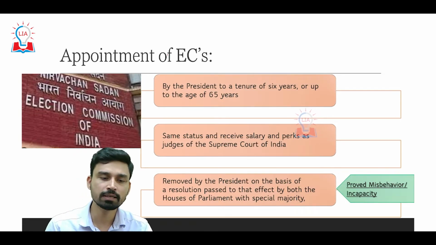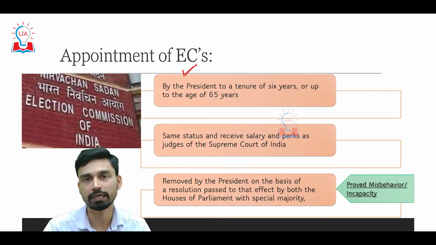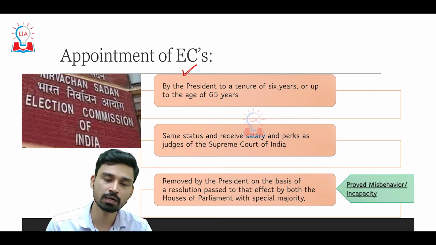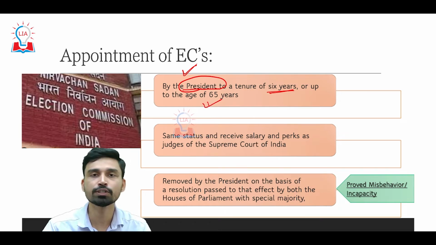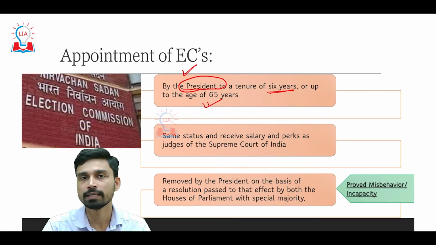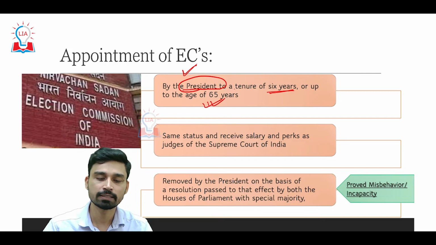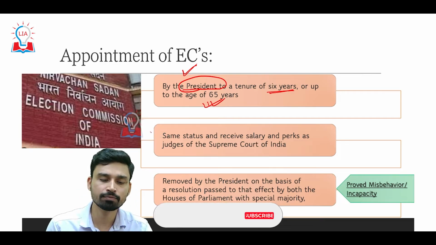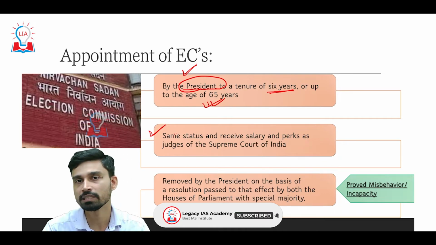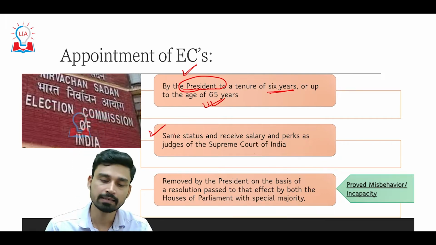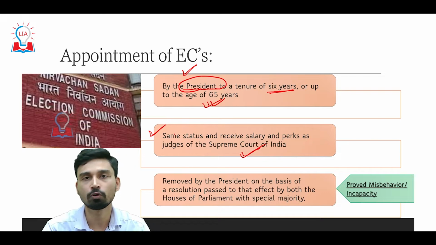Now the question comes: how are election commissioners appointed? As far as the appointment procedure is concerned, election commissioners are appointed by the President of India, and they have a fixed tenure of 6 years or up to the age of 65 years, whichever is lesser. So that is the first point. Second point is that as far as their independence is concerned, they enjoy the same status and receive similar perks and salaries as the judges of the Supreme Court of India.